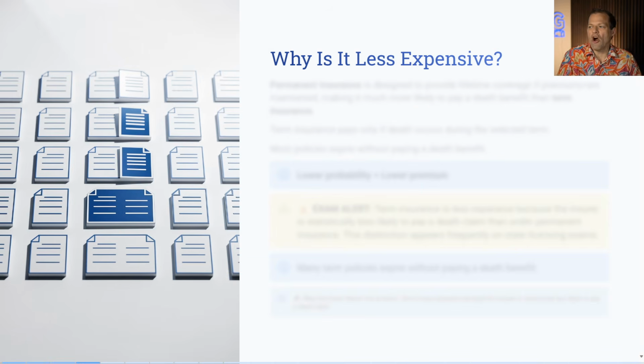So one of the things you'll know if you've ever priced out life insurance is term insurance comes in substantially less expensive in terms of premium relative to permanent options like index universal life or whole life plans. So why is that the case? You need to know so you can explain it and answer the questions right.